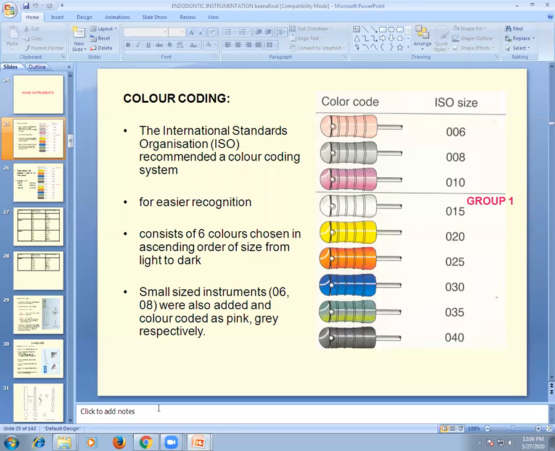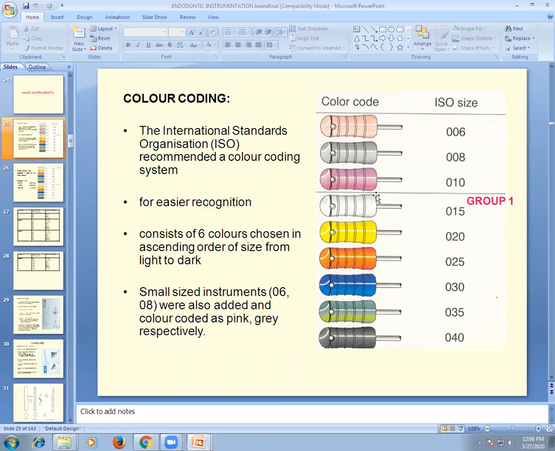Like you can spoil the procedure before entering the canal. So always use the small number files, either 8 or 10, while starting with the root canal cleaning and shaping. So 6, 8 and 10 are pink, gray and purple, and from 15 onwards, from 15 to 40, the color coding is the same for the next files.